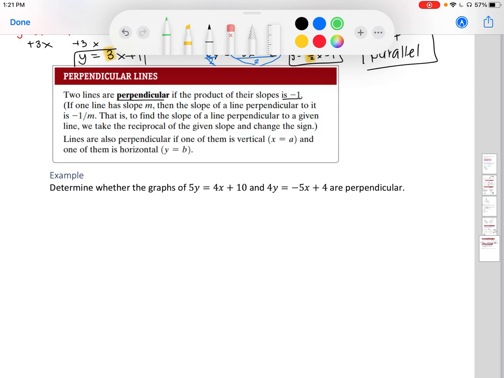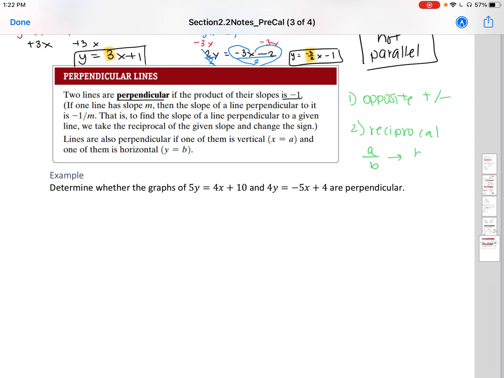All right. So we need to look for opposite reciprocals. So opposite means we go from positive to negative or negative to positive. And reciprocals mean if I have a over b, I'm looking for b over a. A reciprocal, right? A flip within the fraction.